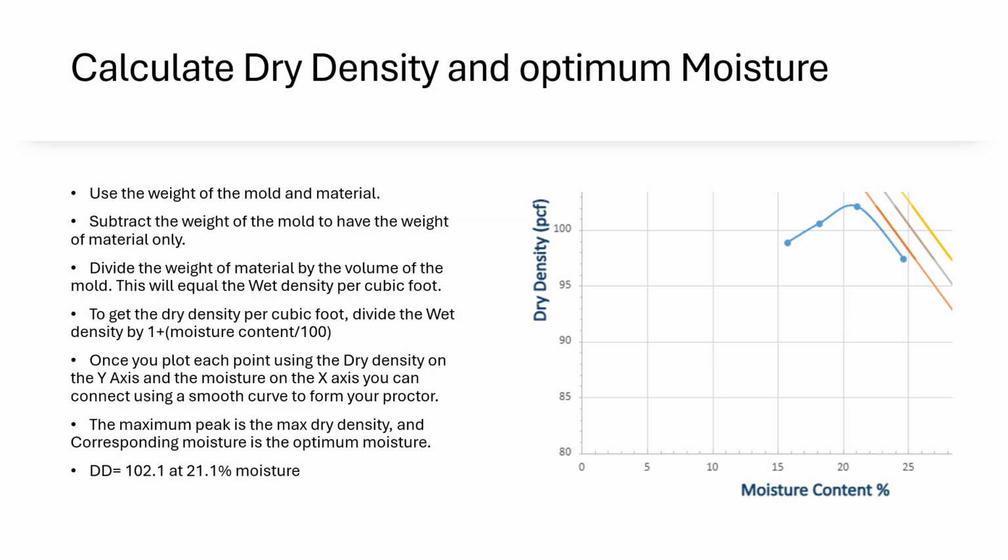Calculating the dry density and optimum moisture content. Wet density is calculated by subtracting the mold weight from the total weight and dividing by the mold volume. Dry density is calculated by dividing the wet density by 1 plus moisture divided by 100. Each point is plotted with dry density on the y-axis and moisture on the x-axis. A smooth curve is drawn. In this example, the uncorrected maximum dry density is 102.1 pounds per cubic foot at 21.1% moisture.